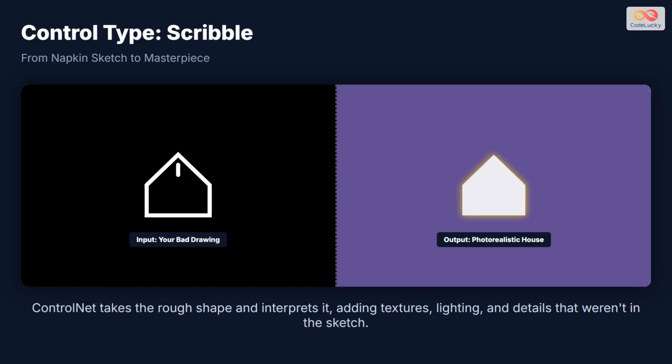Have you ever wanted to turn a napkin sketch into art? The Scribble model does exactly that. It takes rough, hand-drawn lines and interprets them into a fully detailed, photorealistic, or stylized image. It is incredibly powerful for designers and artists.